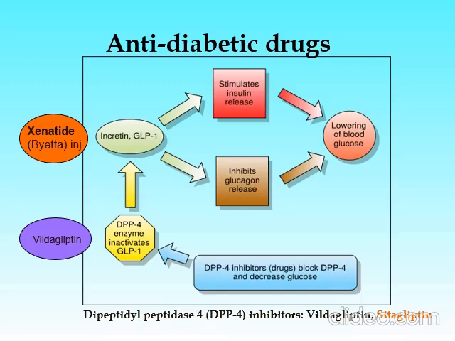And another group of drugs can inhibit the enzyme which destroys the incretin. This enzyme is dipeptidyl peptidase 4, which can destroy the incretin. This group of drugs can inhibit that enzyme and spare incretin to stimulate release of insulin.